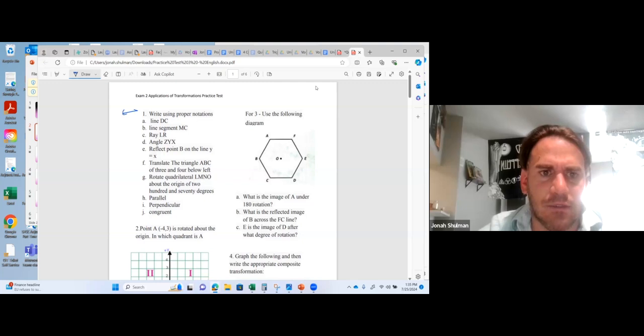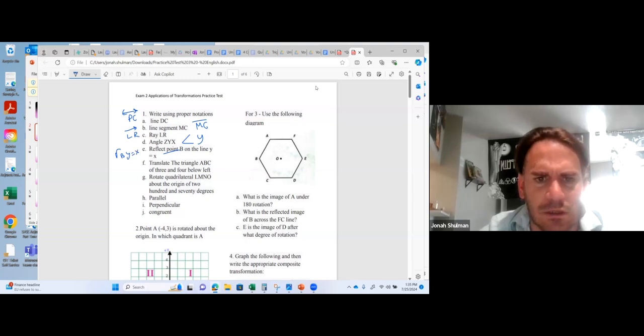This is line DC. This is line segment MC. This is ray LR. This is angle. You can name it by the vertex. Reflect point B over the line y equals x. Translate the triangle ABC 3, 4, 3 and 4 below left. So I'm assuming it's 3 left and 4 below.